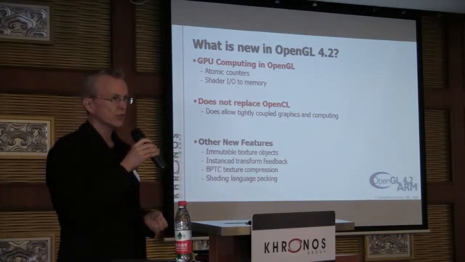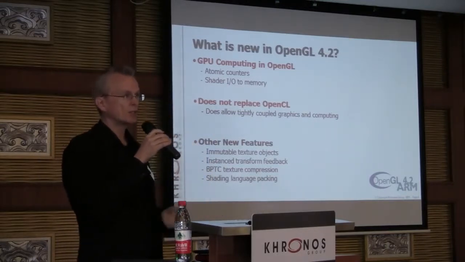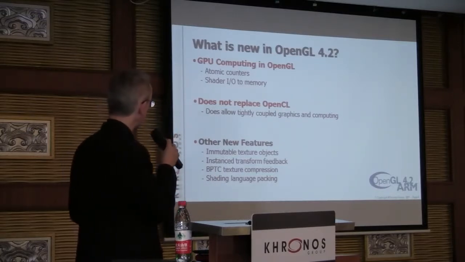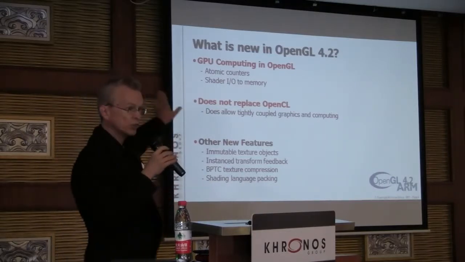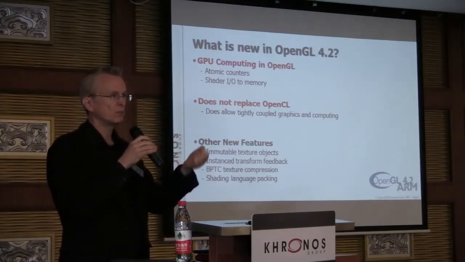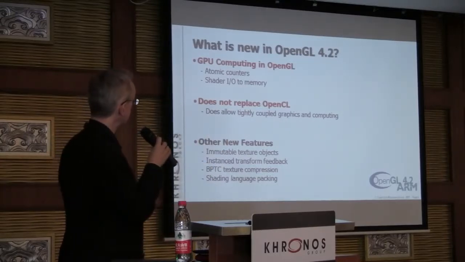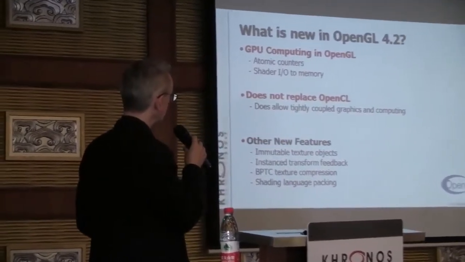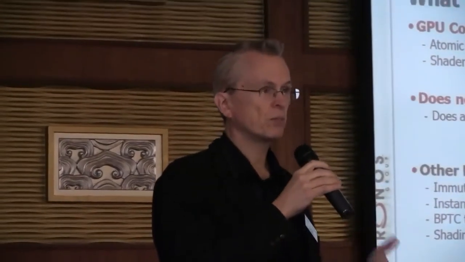BPTC texture compression is the new compression formats from DirectX 11. Again, we now have all of the features of DirectX 11 available in OpenGL. And shader language packing is a feature which helps, again, with these computing features. It's the ability to put multiple 16-bit or small values into one word to save into memory, either in a memory buffer or a transform feedback buffer. So I won't talk more about those new features. They're useful, but they're small.